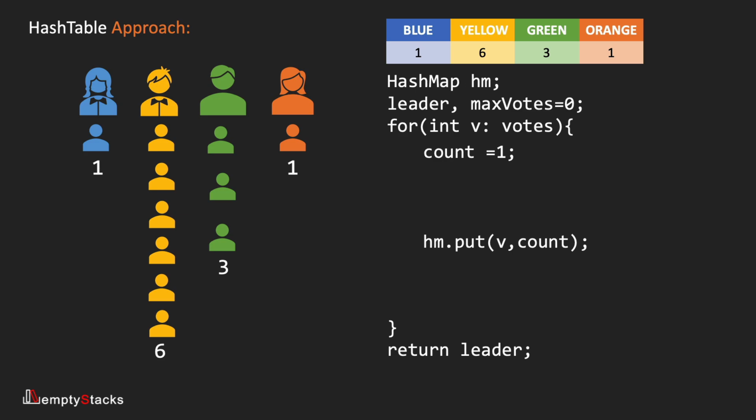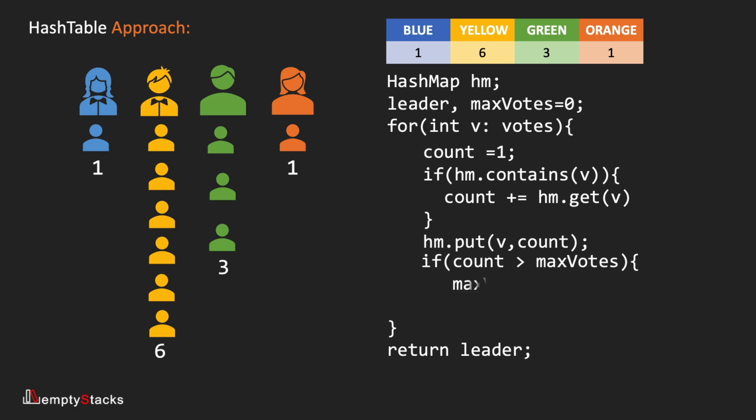So we write a condition: if map is already containing the candidate, we get the current count from the map and add it to the count variable. What this will do is it will increase the current count by 1. Once done, we put the updated value back into the map. So far our table is ready. Now we also need to keep track of the leader, and for that we need to check who is getting the maximum votes. So we keep on updating that value as well. So if current count is more than max votes, we update max votes to the current count and we make current candidate as the leader.